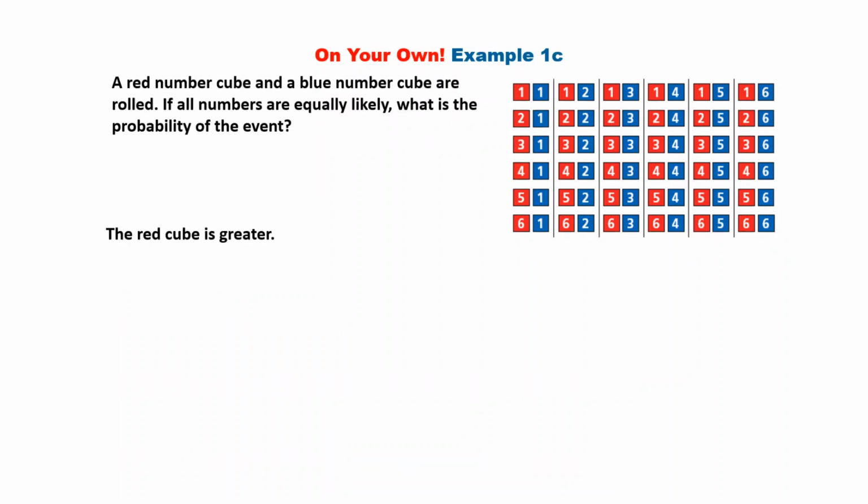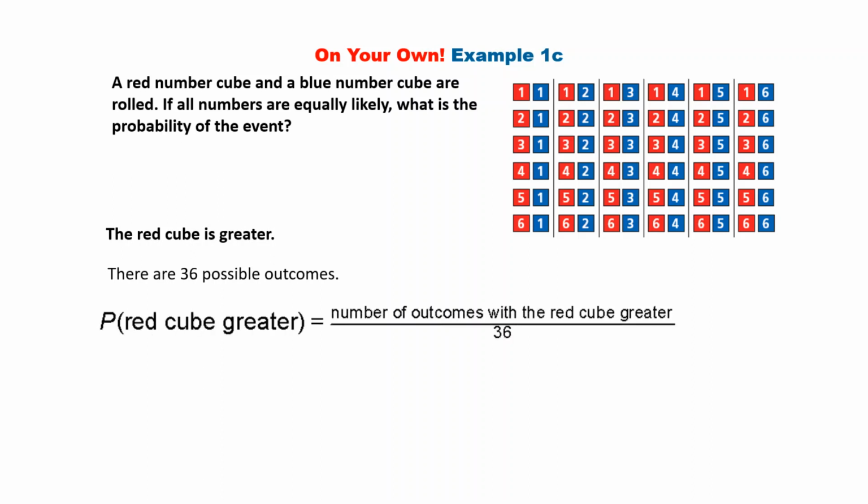All right, one more for you to try on your own. This time it says the favorable outcome that we want is for the red cube to be greater. All right, so again, go ahead and turn your video off and find that. All right, so on this one, again, there are 36 possible outcomes. And we are looking for the number of outcomes with the red cube greater.